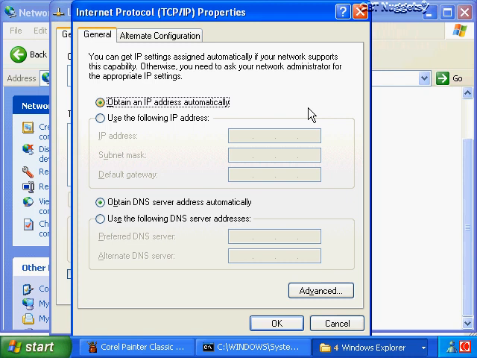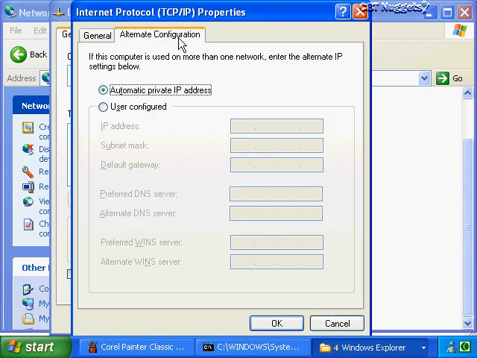So when the computer boots up, it'll ask a DHCP server for an IP address, subnet mask, and optionally the DHCP server could provide the IP address of the gateway, DNS server, WINS server, and other IP addresses as well. If the DHCP server is not responding to the client, the Windows XP client can automatically assign itself its own IP address through something called an alternate configuration. Let's take a look at that.